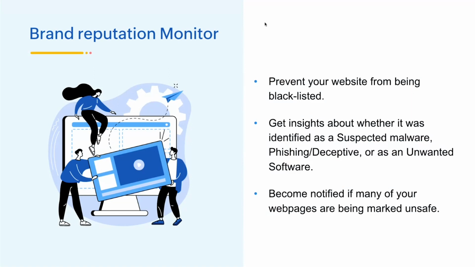So the next thing that we have is a brand reputation monitor. Like the title says, this helps you maintain the reputation of your particular website. This particular monitor will track and ensure that your brand reputation is maintained, and it will prevent your website from being blacklisted. You'll also be able to get insights whether it's identified as a suspected malware or a phishing or deceptive or even as an unwanted software. So in case any of your web pages are marked unsafe, you'll get immediately notified of the same.